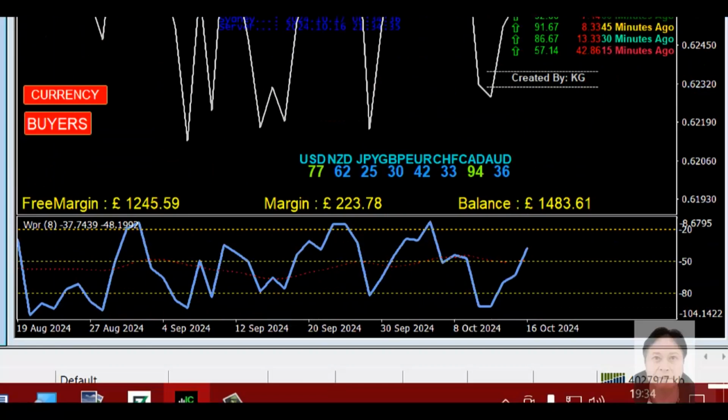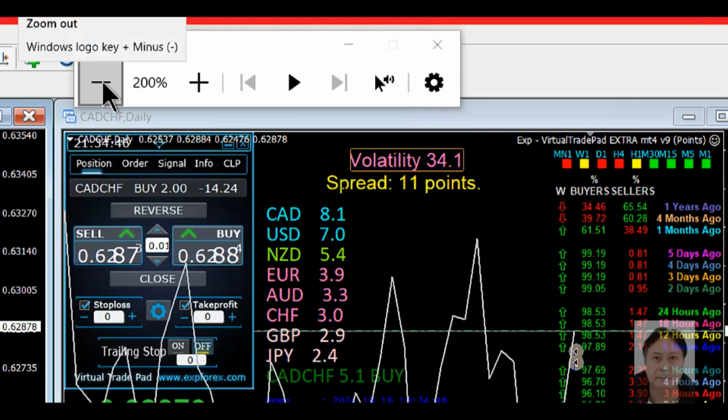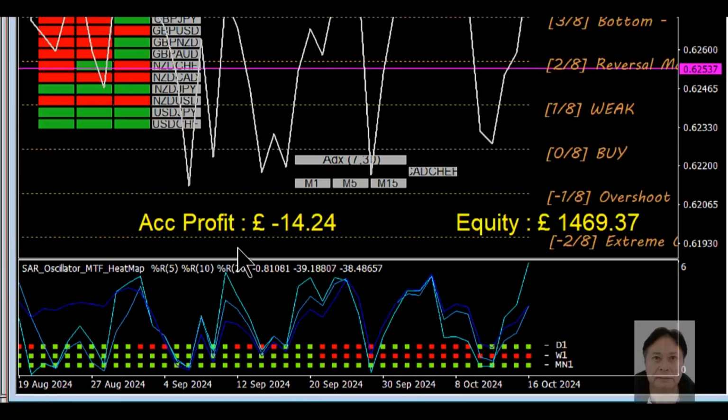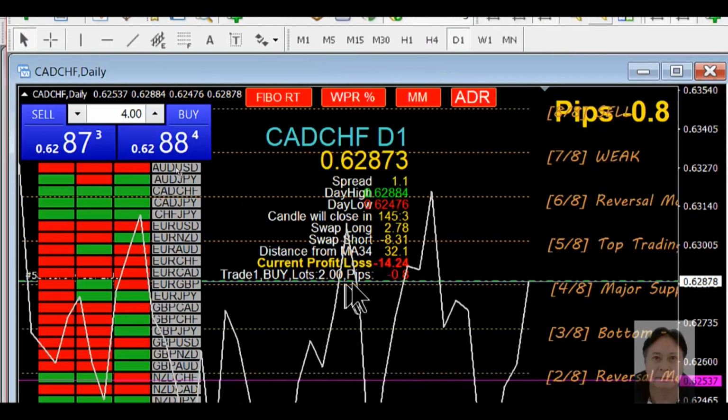Let's have a look at the date, just to prove to you we're still carrying on with it. There you go. Right, we're just losing a bit now at this time, 14. But I put 2 lots on this time because I want to make this money quick. I don't want to be hanging around.